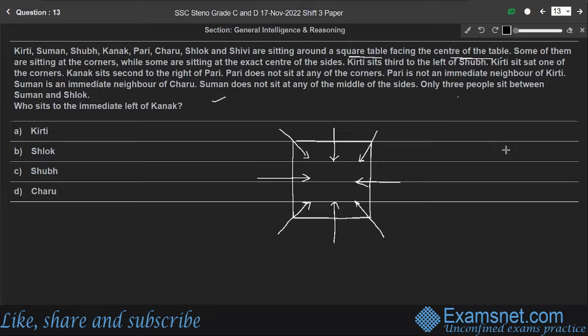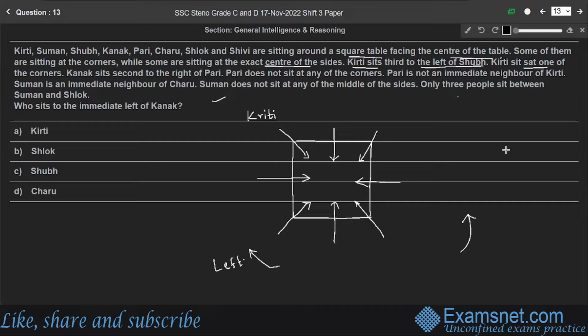So it is given that some of them are sitting at the corner, some of them are sitting at the exact center of the sides. Kriti sits third to the left of Shubh. So Kriti sits at one of the corners, and we'll consider the position of Kriti here. She is sitting third to the left of Shubh. To the left means in the clockwise direction, since all are facing the center, their left means we have to go according to the clockwise direction.